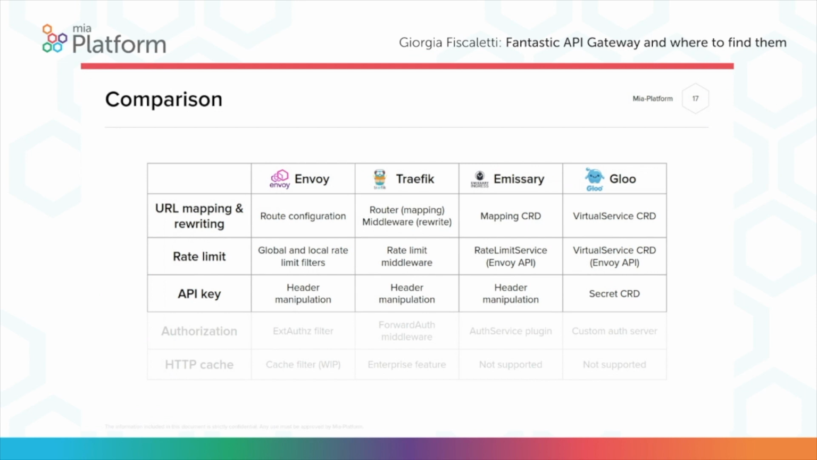Among these four tools, Glue is the only one that provides an API for API key management, which is the Secret custom resource definition. With this CRD, we are able to define secrets and apply them to the secured routes. And Glue will be automatically in charge of resolving them and handling the permissions.